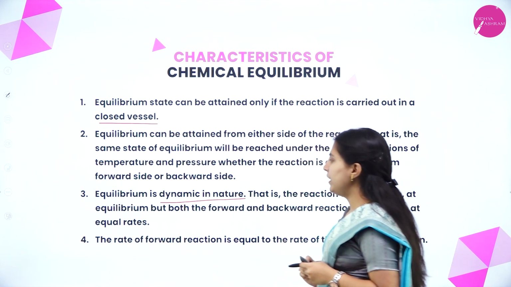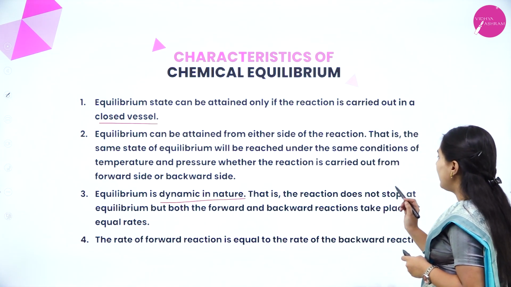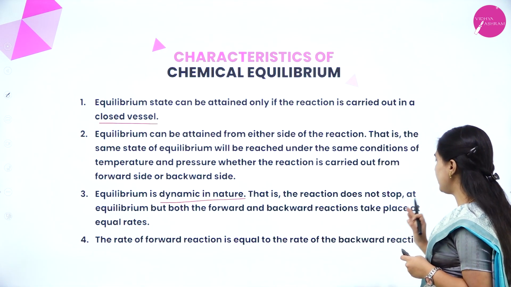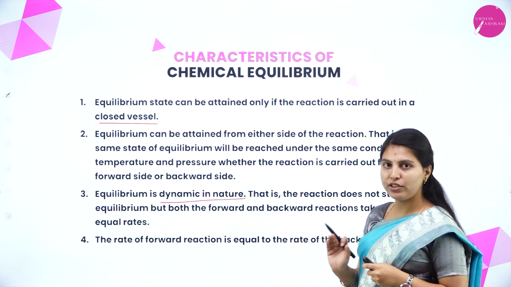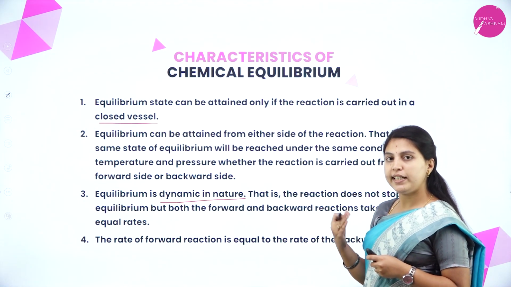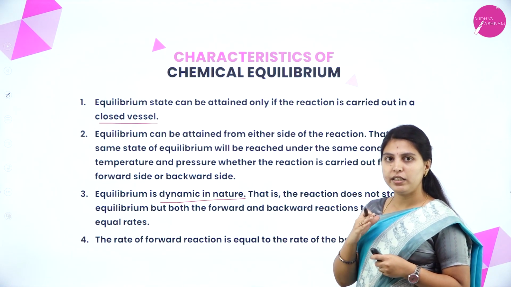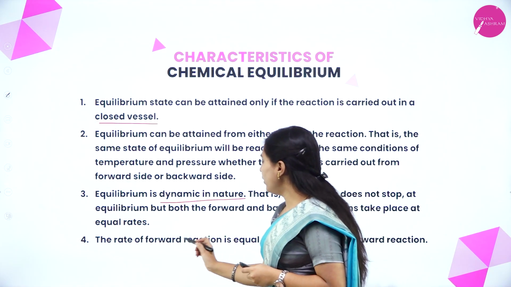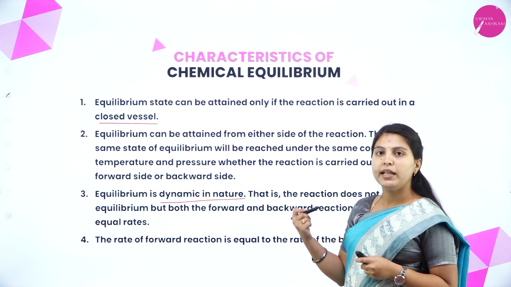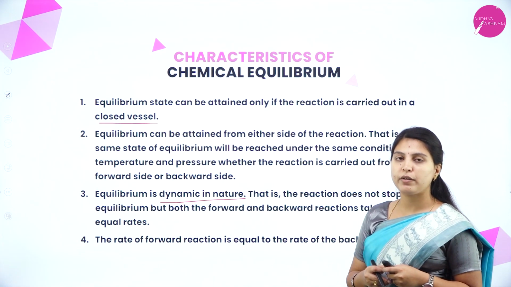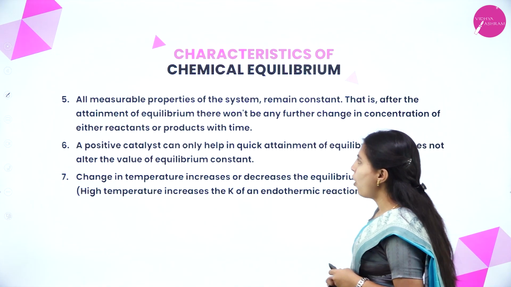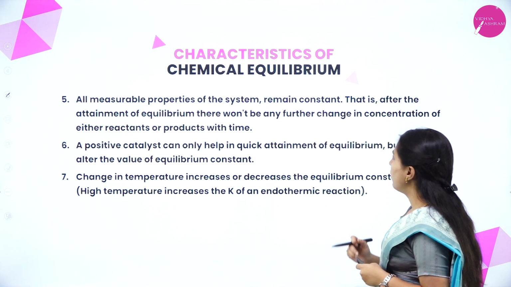Equilibrium is dynamic in nature. That is, the reaction does not stop at equilibrium, but both the forward and backward reactions take place at equal rates. The rate of forward reaction is equal to the rate of backward reaction. After attaining equilibrium, the rate of forward reaction and the rate of backward reaction will be the same. Next, all measurable properties of the system remain constant.